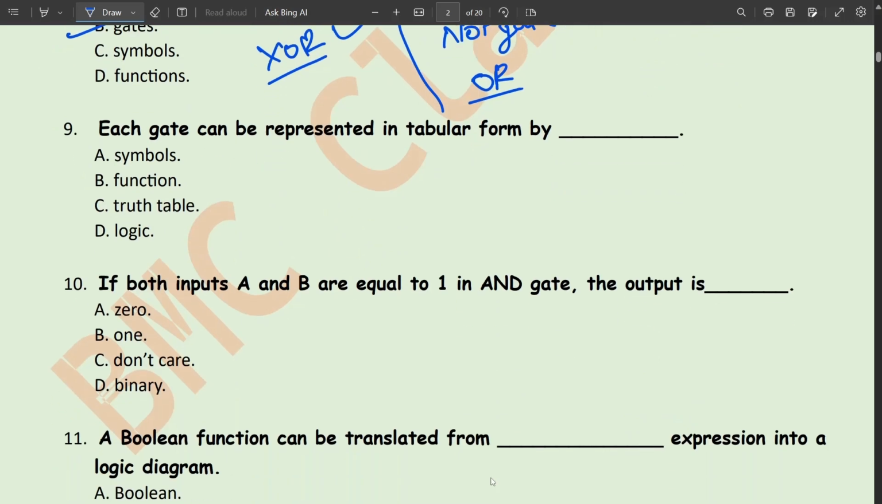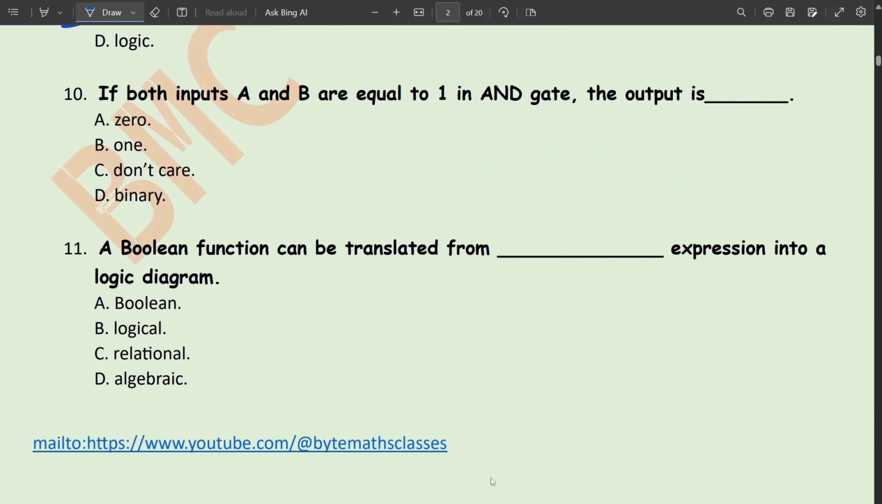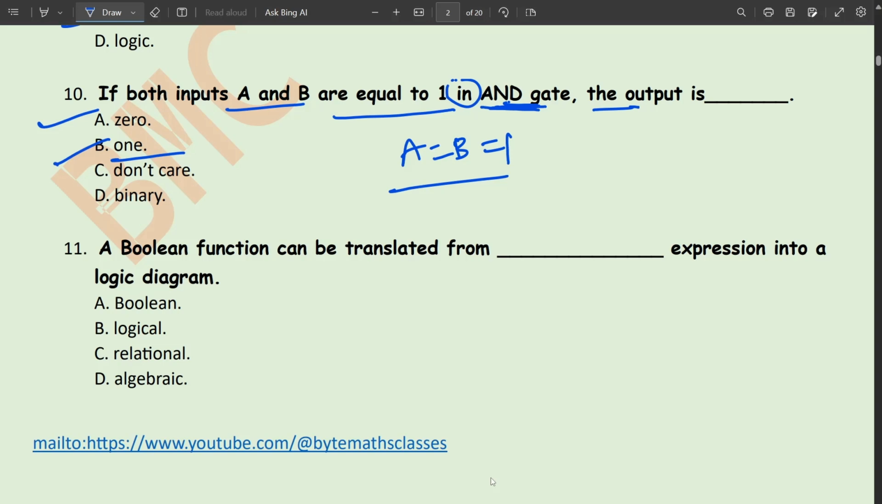Next, each gate can be represented in tabular form. The answer will be truth table. With the help of a truth table, we can represent it in tabular form. Next, if both inputs A and B are equal to 1 in an AND gate, the output will be 1. Option B is correct.